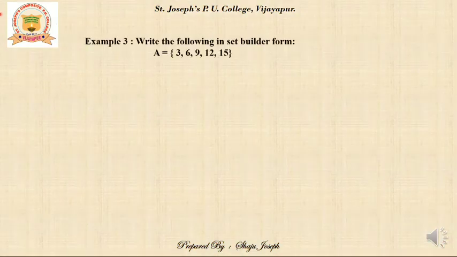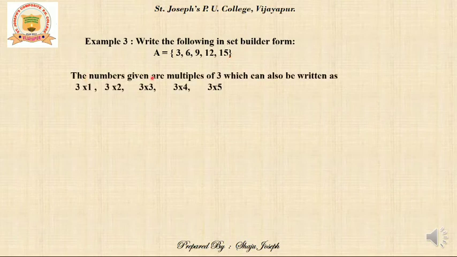Here I take another example, but this time the reverse case. Write the following in set builder form. A is equal to 3, 6, 9, 12, 15 means A is a set containing 3, 6, 9, 12, 15. So I am already looking at these elements directly separated with commas, right? That means this is a roster form. Let's try to find out that one property that will hold good for all these elements but not for the elements outside these. See, the numbers given are all multiples of 3.